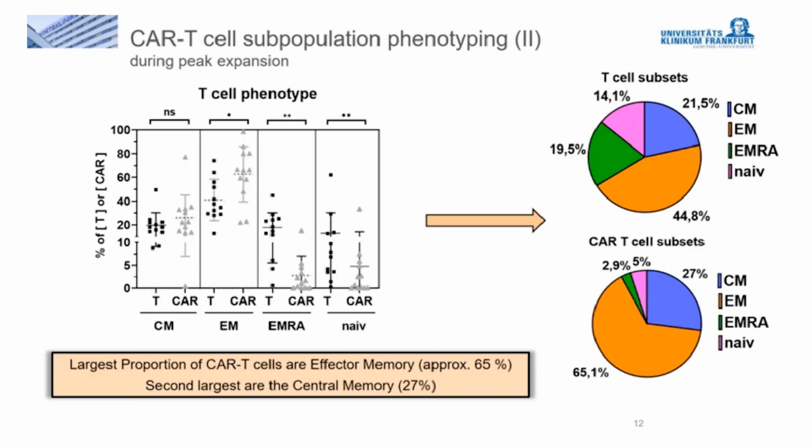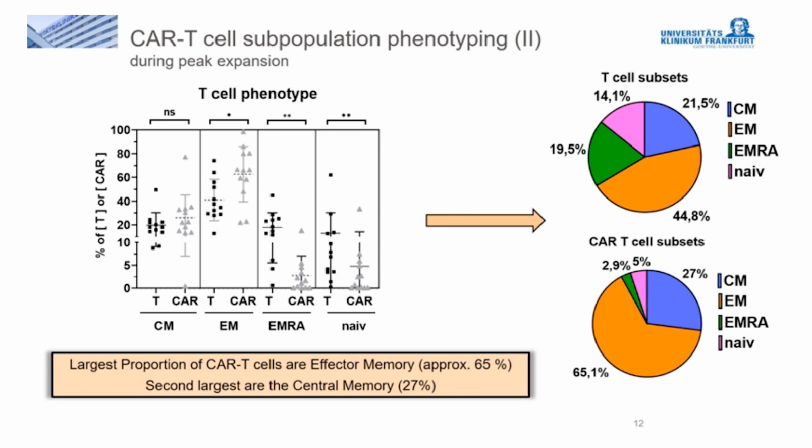Furthermore, we analyzed the subset of naive, effector and central memory cells relative to CAR T cells. And as you can see nicely, the largest proportion are effector memory with a median proportion of 65%, and the second largest are the central memory CAR T cells with 27%. However, I have to add here that in this group of patient evaluation, there are mainly patients who underwent allogeneic stem cell transplantation before CAR T cell administration.